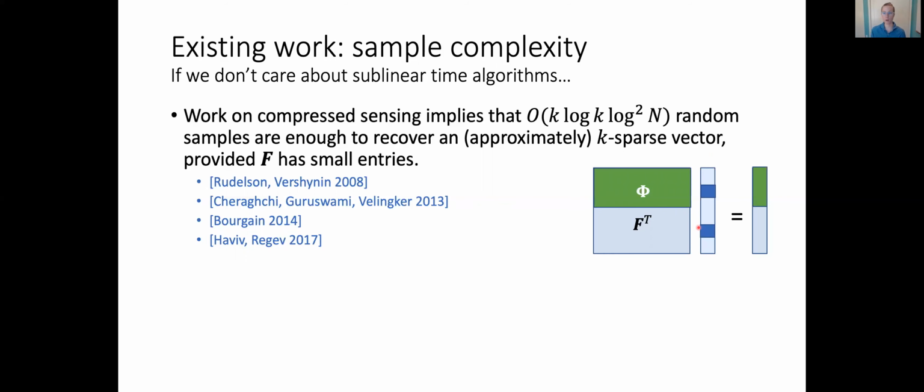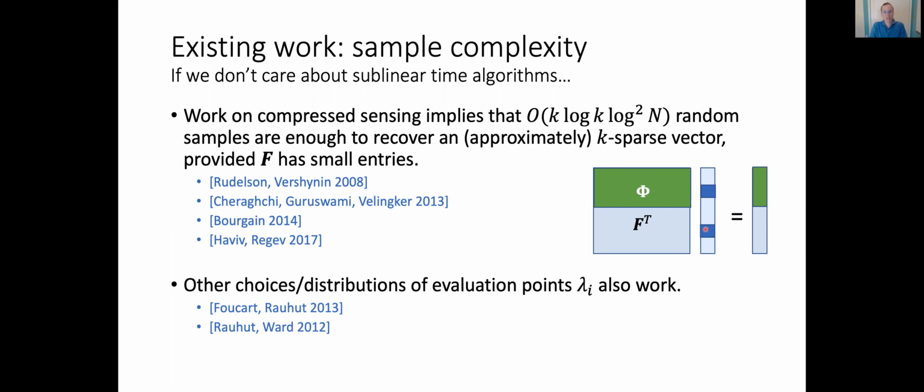There's been quite a bit of work to show that if F is reasonably nice, in particular an orthogonal matrix with entries that are not too big, then if I sample random rows, approximately k log n rows, maybe a little bit more than that, are enough to solve this problem. So there's been a lot of work showing that for this particular case, the sample complexity of k polylog n is roughly correct.